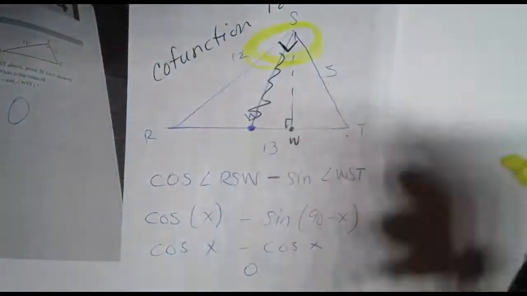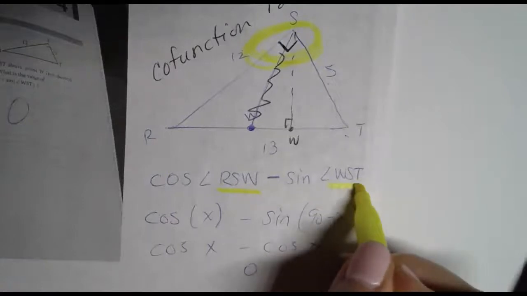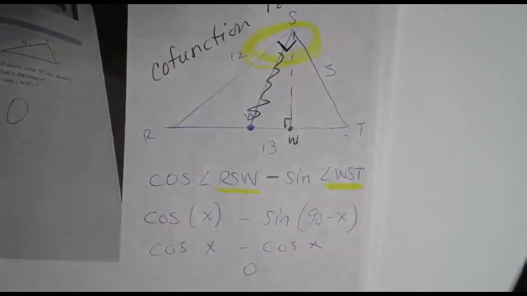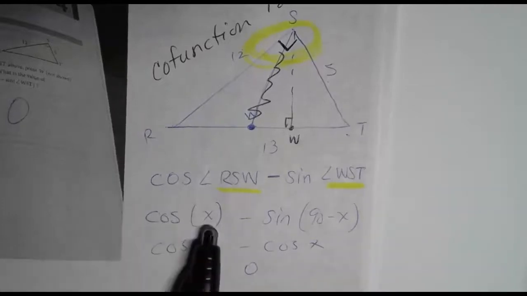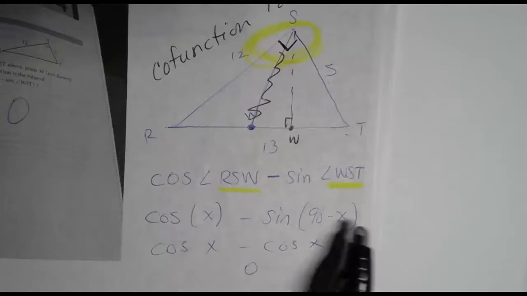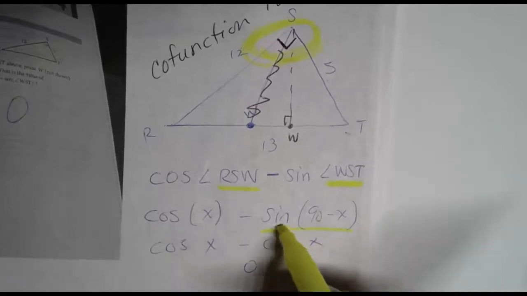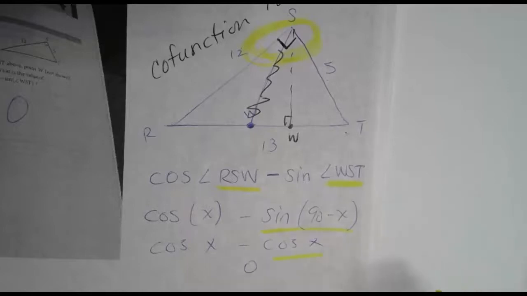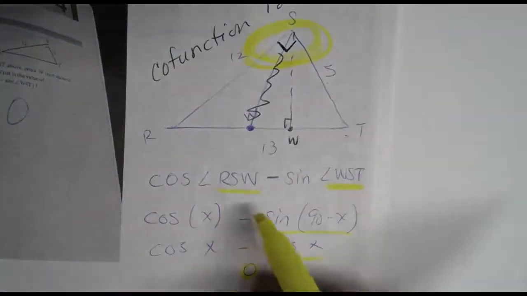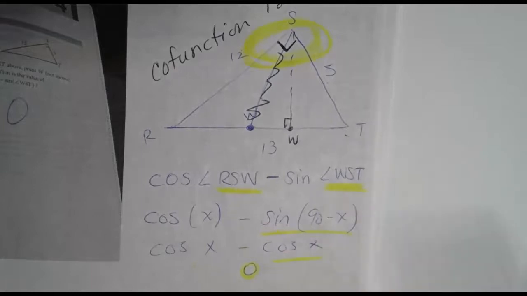Because if we look at the fact that this is a right angle up on the top, therefore the two angles RSW and WST are going to have a sum of 90, which means the cosine of x and then the sine of 90 minus x. And of course, if you know cofunction identities, you know that sine of 90 minus x is the same as cosine x. What we end up with here is cosine x minus cosine x, which is 0. But the key to this problem is realizing that these angles are complementary. They have a sum of 90, and regardless of how big they are, this much information is going to be true. That's all based on cofunction identities, so the whole thing is just equal to 0.